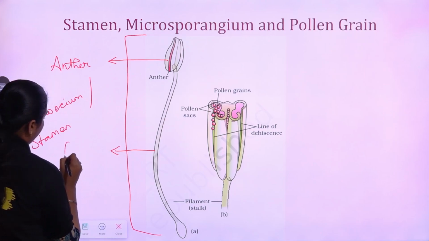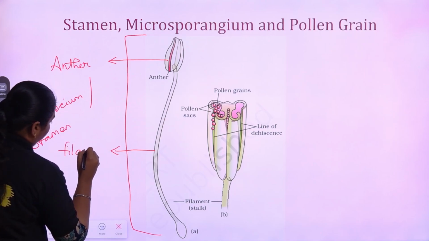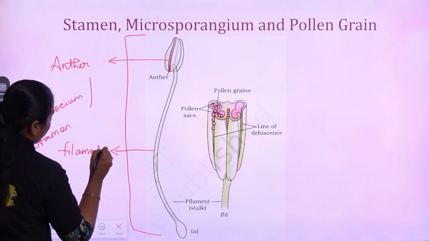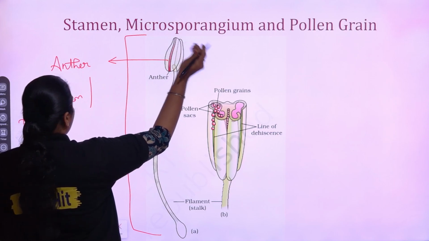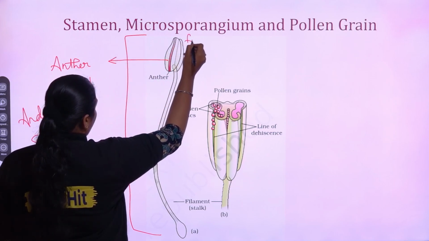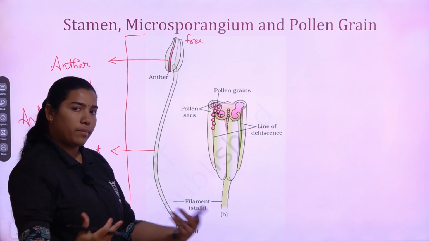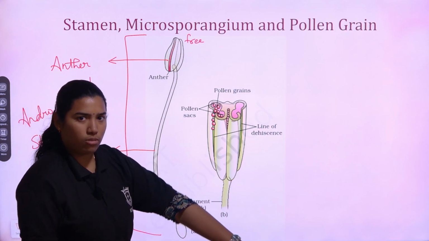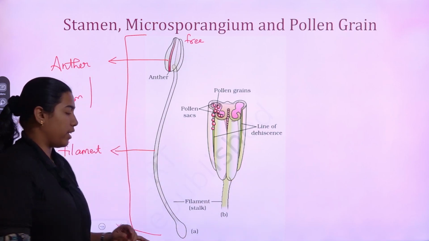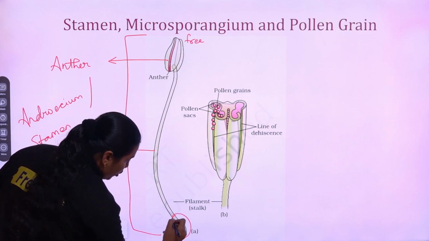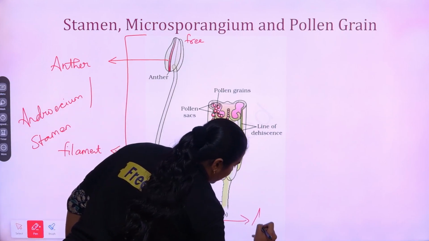This is filament. So the topmost portion is anther. It is usually free. Remember, it is usually free, but sometimes they may also be attached to either gynoecium or some other part, but they are usually free. This basal portion, it is attached.